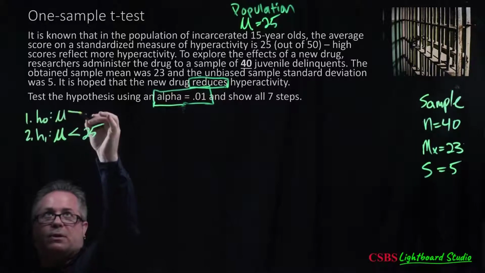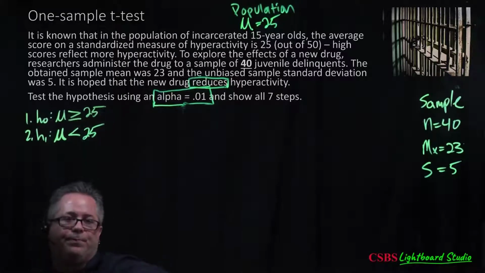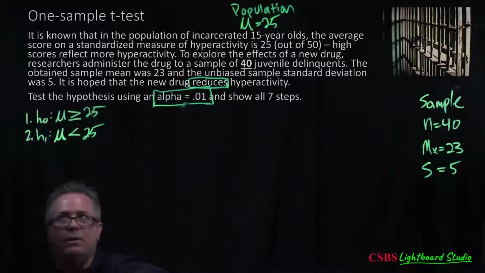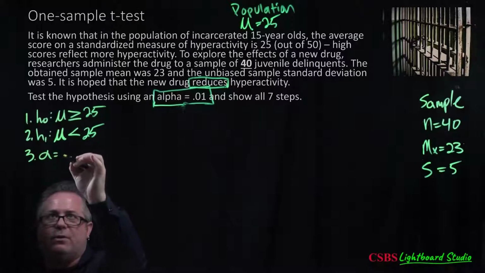So that means I'm doing this, and it's going to include the equal sign. Because if it ends up equaling 25, that's not very impressive either. They all got a drug and they stayed the same. The only way this is going to work is if they take this drug and their hyperactivity is reduced, something less than 25. If they're either equal to 25 or more than 25, that's not evidence to support the drug. It's not reducing anything.